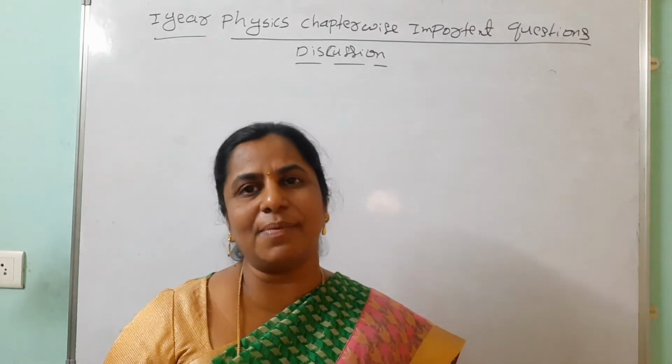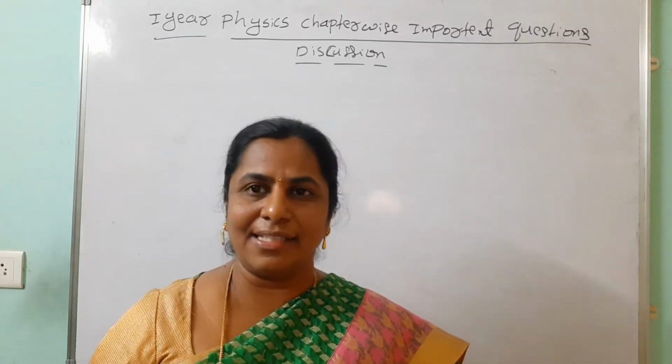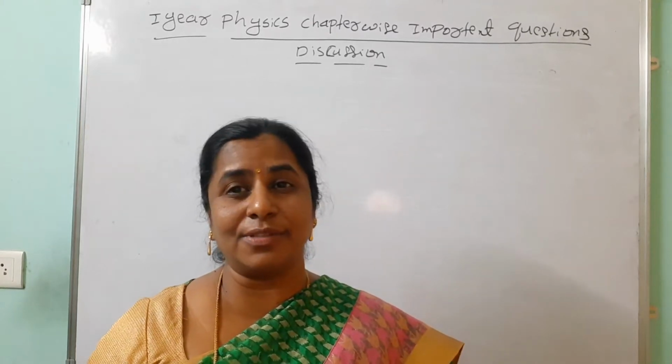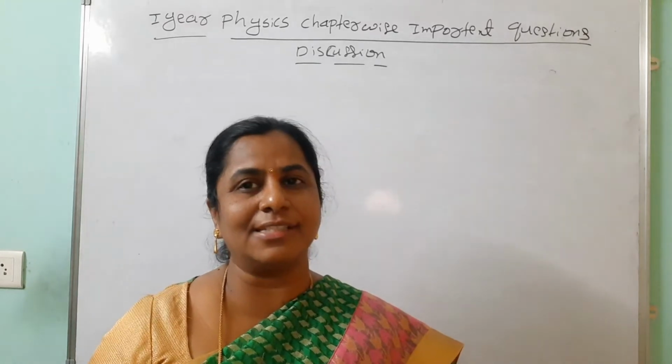Then our second chapter is units and measurements. In this also 10 VSAQs are there, and this time we are expecting 3 VSAQs. I am thinking mostly 1 or 2 are coming from the 10 VSAQs only.